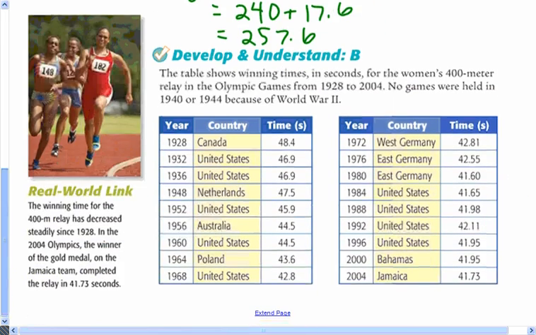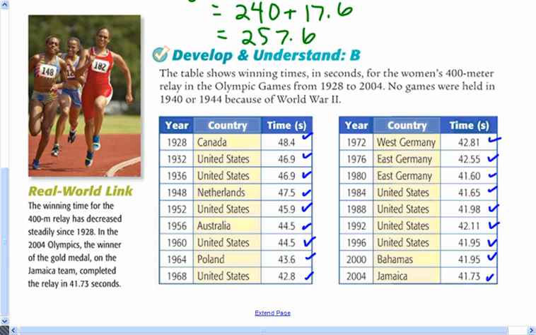All right, in this next problem, we're going to do most of this in class, but I just want to point out a couple things to you. These are actual winning times of women's 400-meter relays from 1928 to 2004. And if we just, in general, look at the times, you might notice that they go down. So women are getting faster, it seems. And what we want to know is, can we maybe find an equation to fit that data?